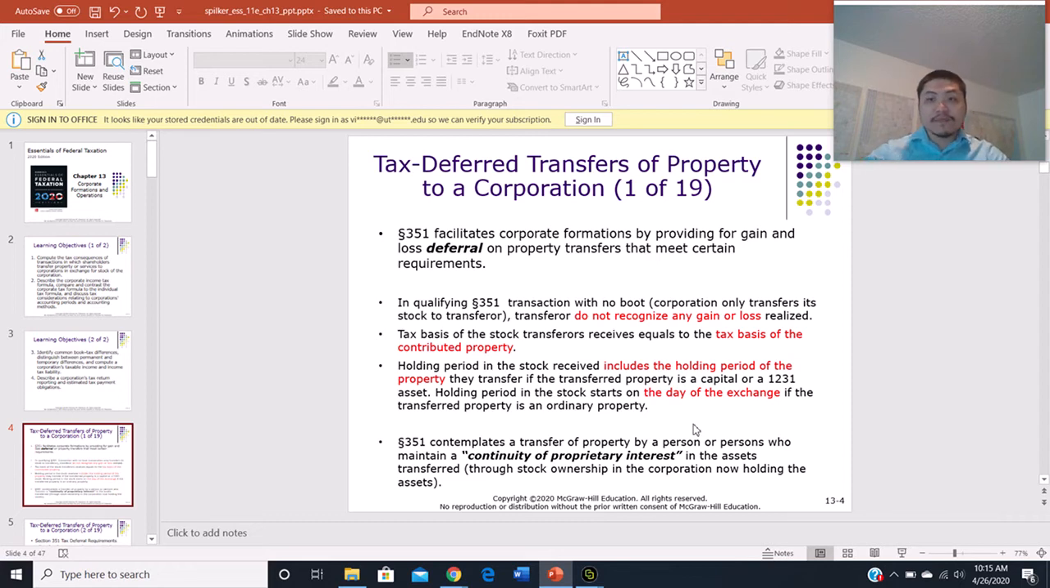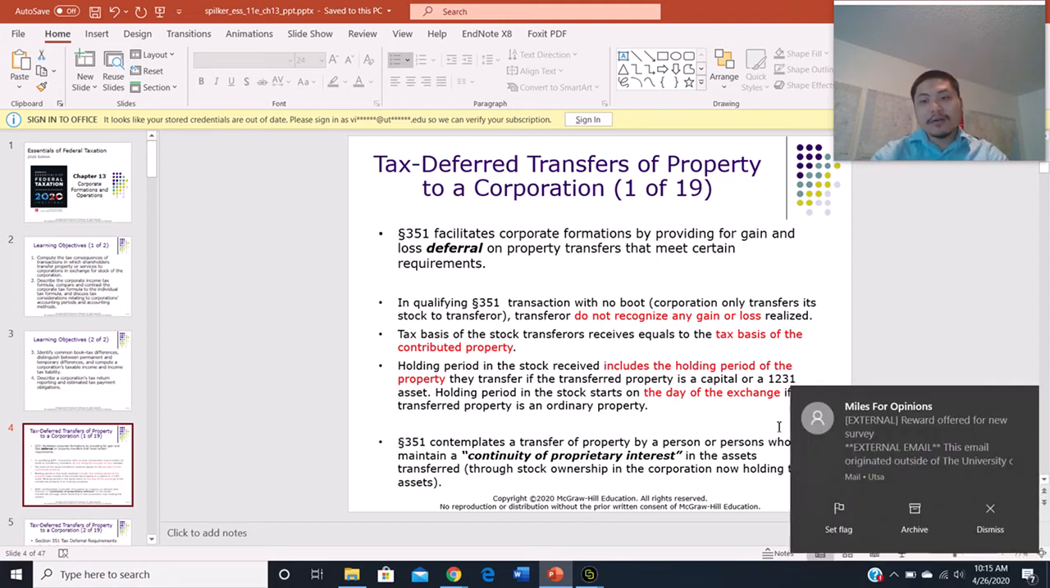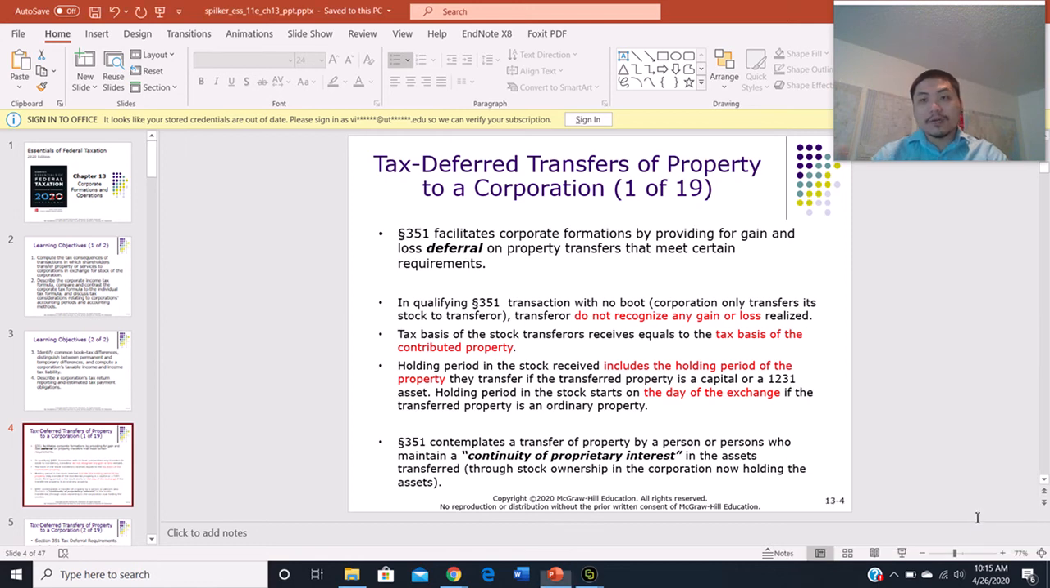The shareholder is going to transfer a piece of asset in exchange for a certain number of shares, right? So like I said, the tax basis of the stock is going to be exactly equal to the tax basis of the contributed properties.